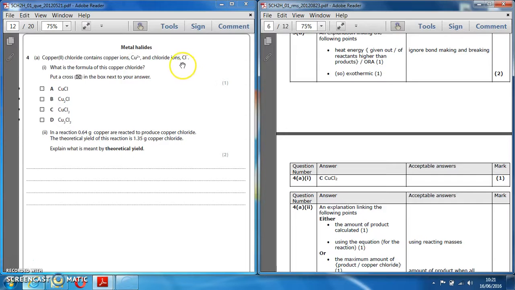Is that enough now? I've got Cl minus and another Cl minus. That's 2 minus. Hey, that's right, 2 minuses. So we've got the same number of minuses and pluses. That would be 1 Cu. So that's got to be option A or C. And then I want 2 Cls, which means it's got to be option C.